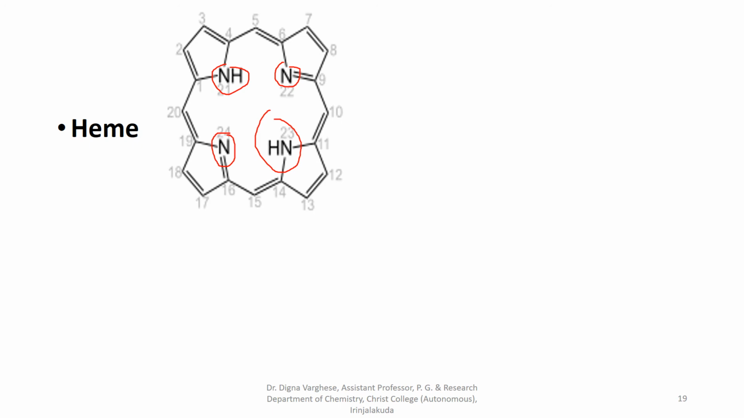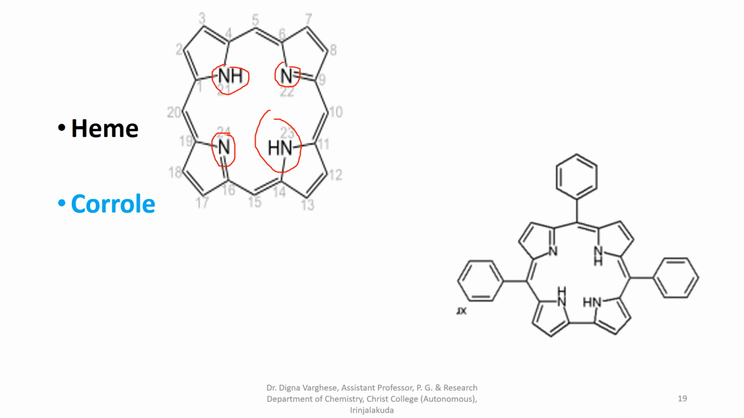Another important tetradentate ligand is corrole. A corrole is an aromatic organic chemical tetrapyrrole. Corrole is very similar to porphyrin that is present in chlorophyll and hemoglobin, which is also an organic macrocycle but has 20 carbon atoms and is found in hemoglobin and chlorophyll. So a corrole is an aromatic tetrapyrrole system very similar to the porphyrin ring system.